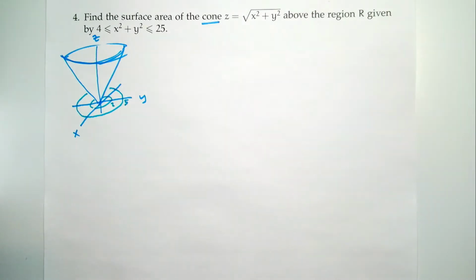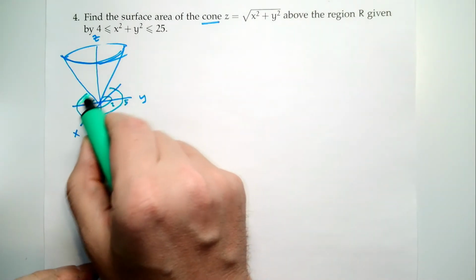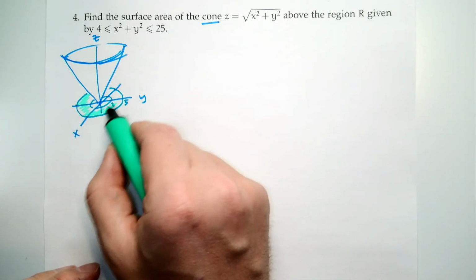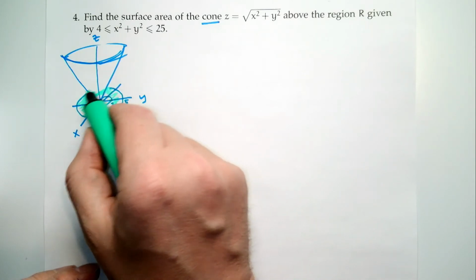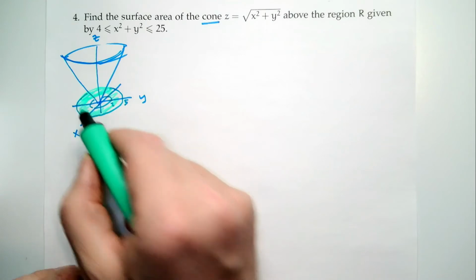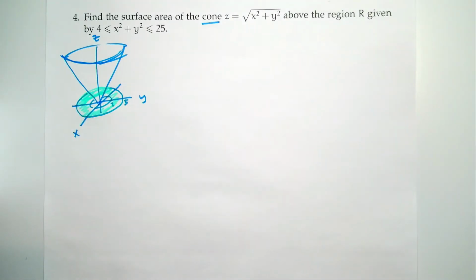So that's what's happening downstairs. Here's our region downstairs. And yeah, it goes behind. You just can't see it because of the cone. And so what does it look like? So that's our region downstairs.